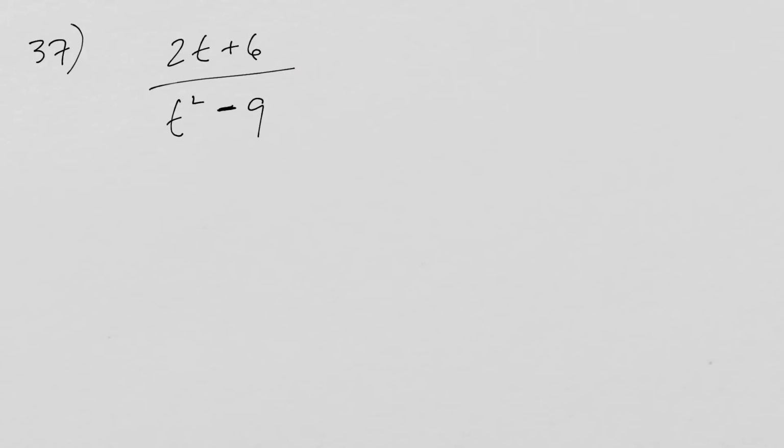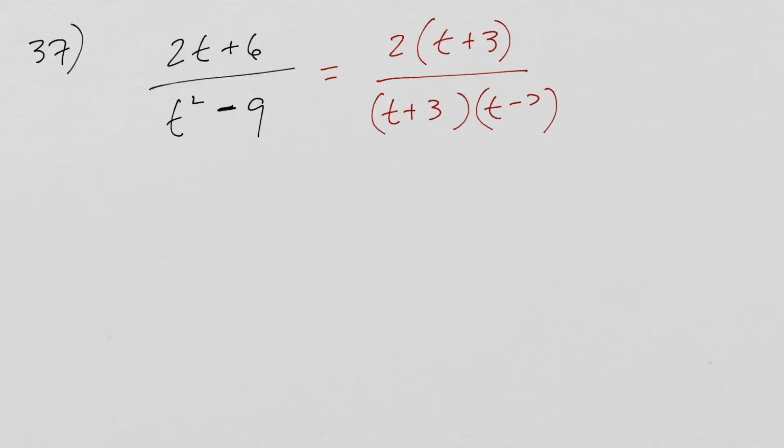Okay, so again, we're going to factor. Up top, we have a GCF of 2, so we pull that out, and it leaves behind a t plus 3. On the bottom, we have the difference of 2 squares, so we get the conjugate pairs, which is t plus 3 and t minus 3. And now we can see that we have a common t plus 3 factor on both the top and the bottom, so those cancel, and we're left with 2 on the top and t minus 3 on the bottom.